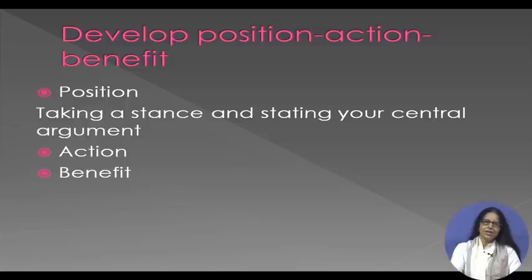Experts suggest this strategy that you develop a position, action and benefit. So, you need to take a position, whatever topic you are presenting on or giving a talk on. Most of us just talk about that topic. We summarize whatever information we have related to that topic. That's not enough. It's very important that you take a standpoint. You identify a central argument. You take a stance and state your central argument. So, what is your position towards that?